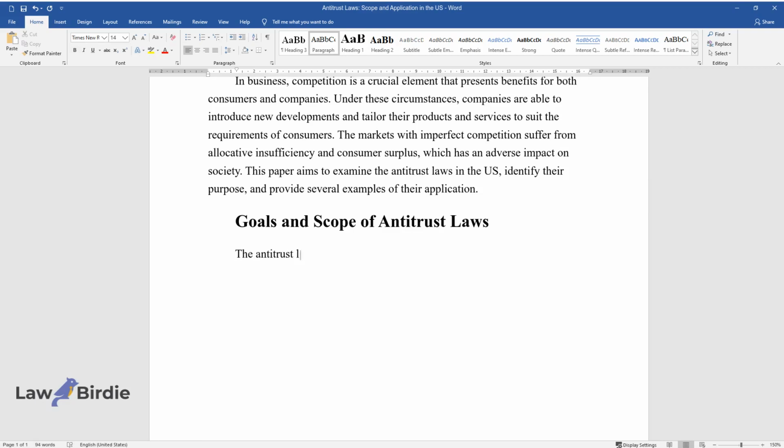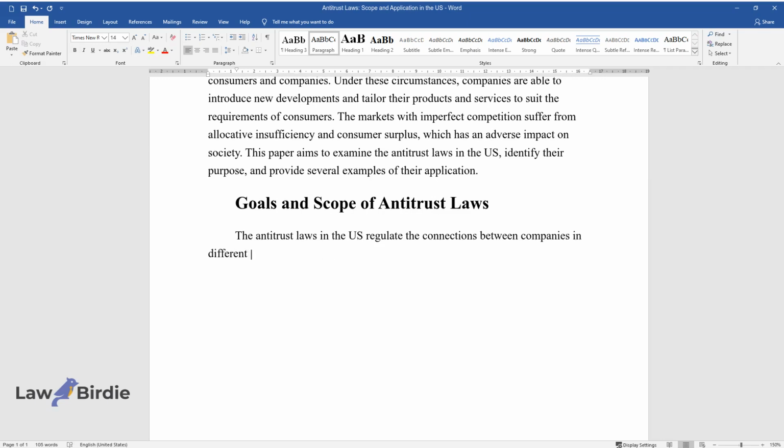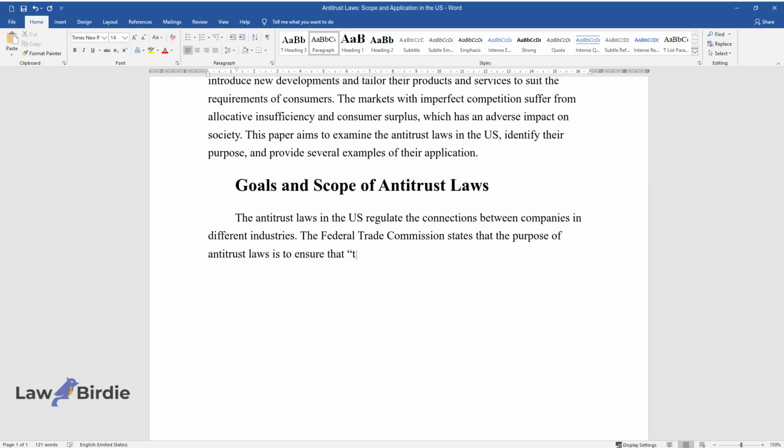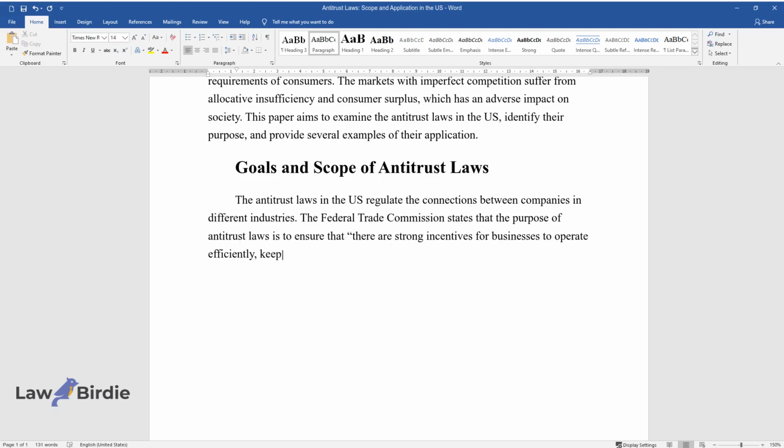The antitrust laws in the U.S. regulate the connections between companies in different industries. The Federal Trade Commission states that the purpose of antitrust laws is to ensure that there are strong incentives for businesses to operate efficiently, keep prices down, and keep quality up.